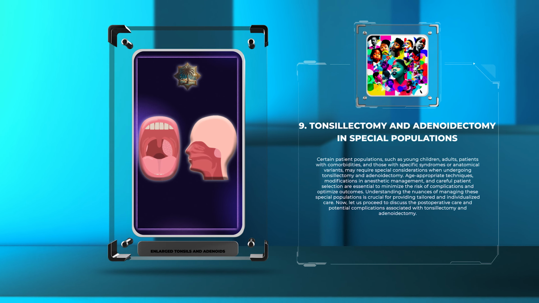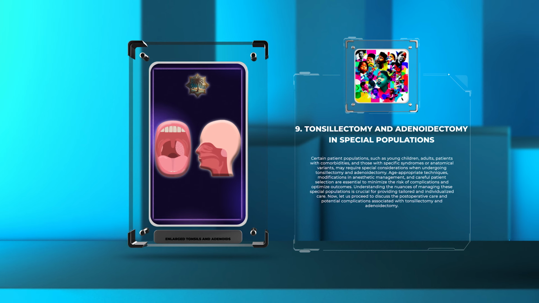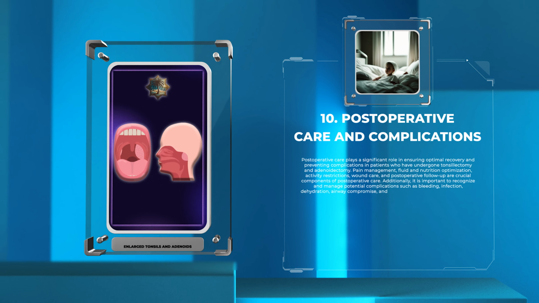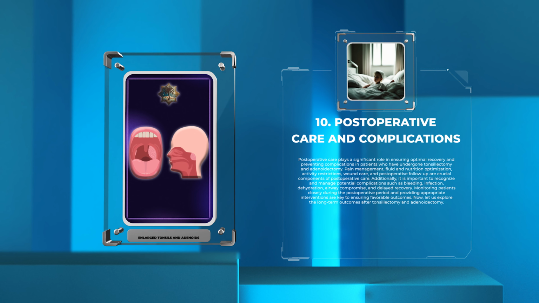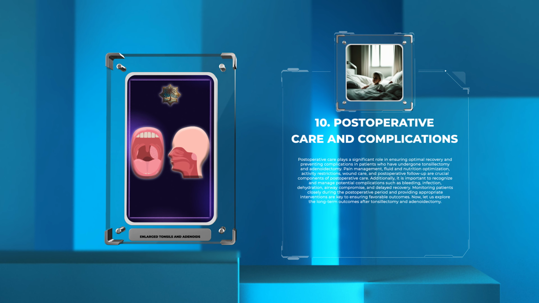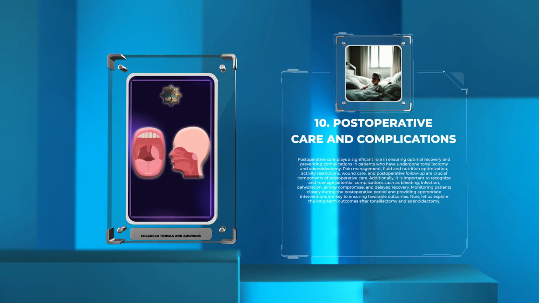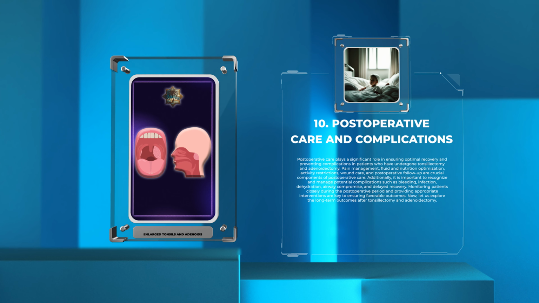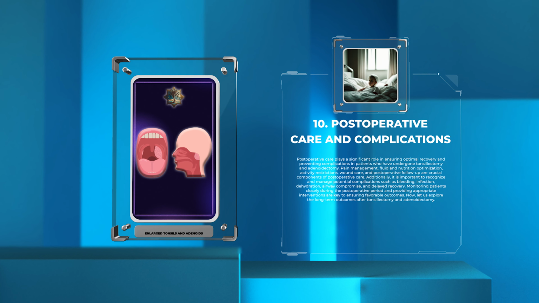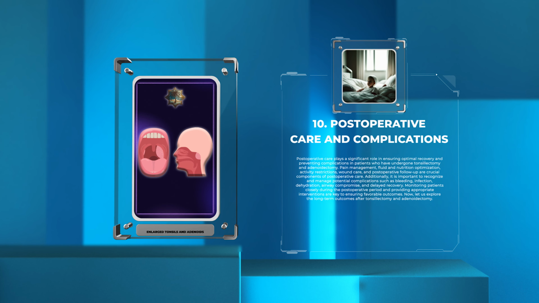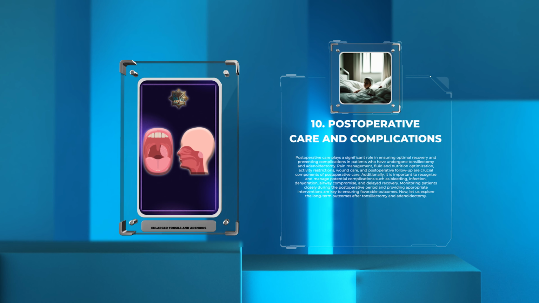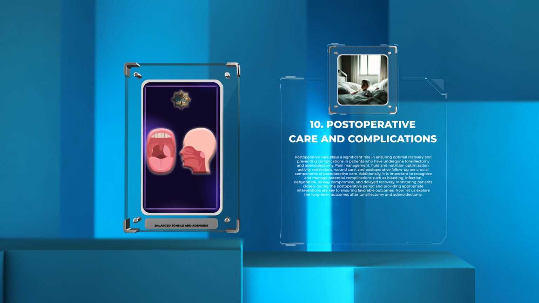Now, let us proceed to discuss the postoperative care and potential complications associated with tonsillectomy and adenoidectomy. Postoperative care plays a significant role in ensuring optimal recovery and preventing complications. Pain management, fluid and nutrition optimization, activity restrictions, wound care, and postoperative follow-up are crucial components. Additionally, it is important to recognize and manage potential complications such as bleeding, infection, dehydration, airway compromise, and delayed recovery. Monitoring patients closely during the postoperative period and providing appropriate interventions are key to ensuring favorable outcomes.